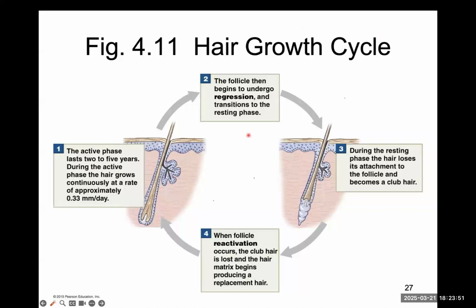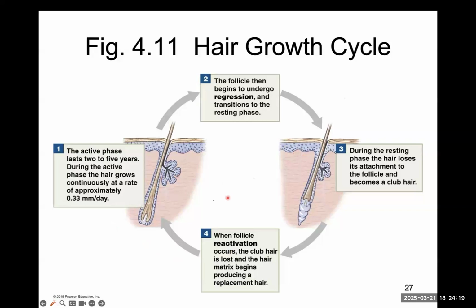What happens is you have an active phase that's going to grow for 2 to 5 years, and then after that it's going to go into regression, something called regression, and then the hair falls out, and then you have this kind of dormant phase after that. That's a resting phase or dormant phase, and then you have the reactivation, and then the hair grows back again.